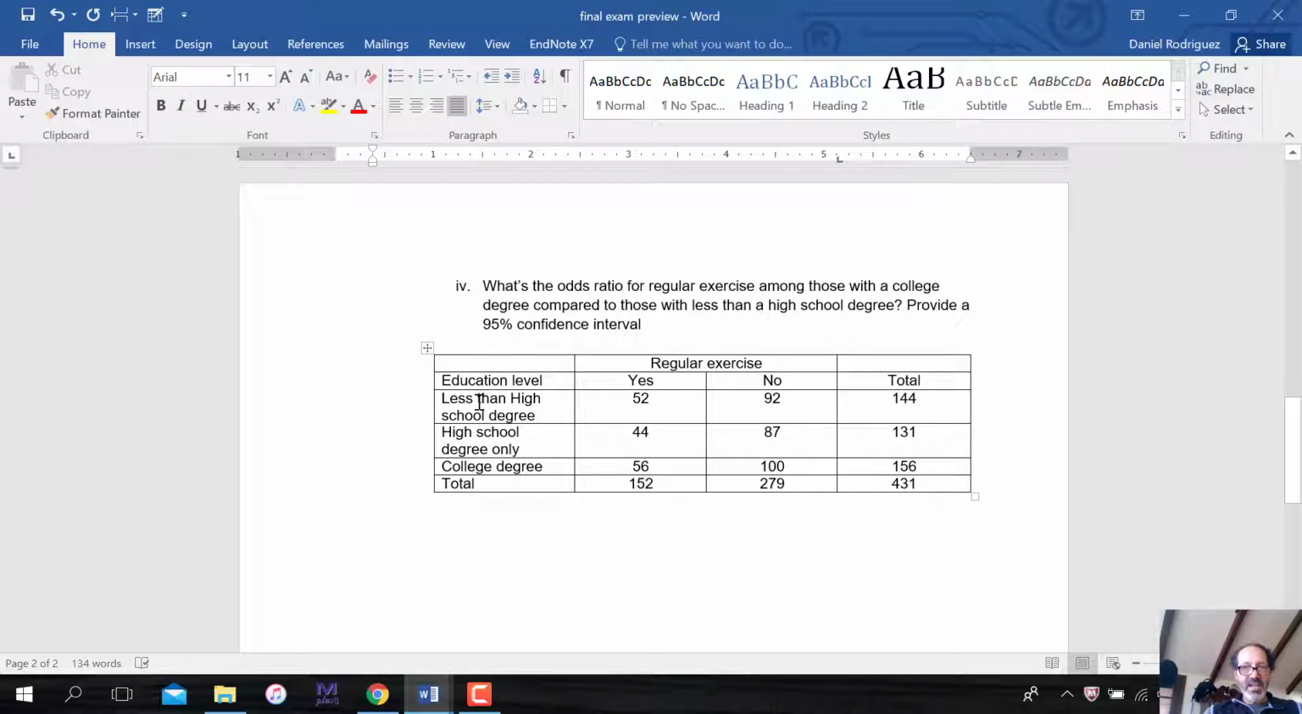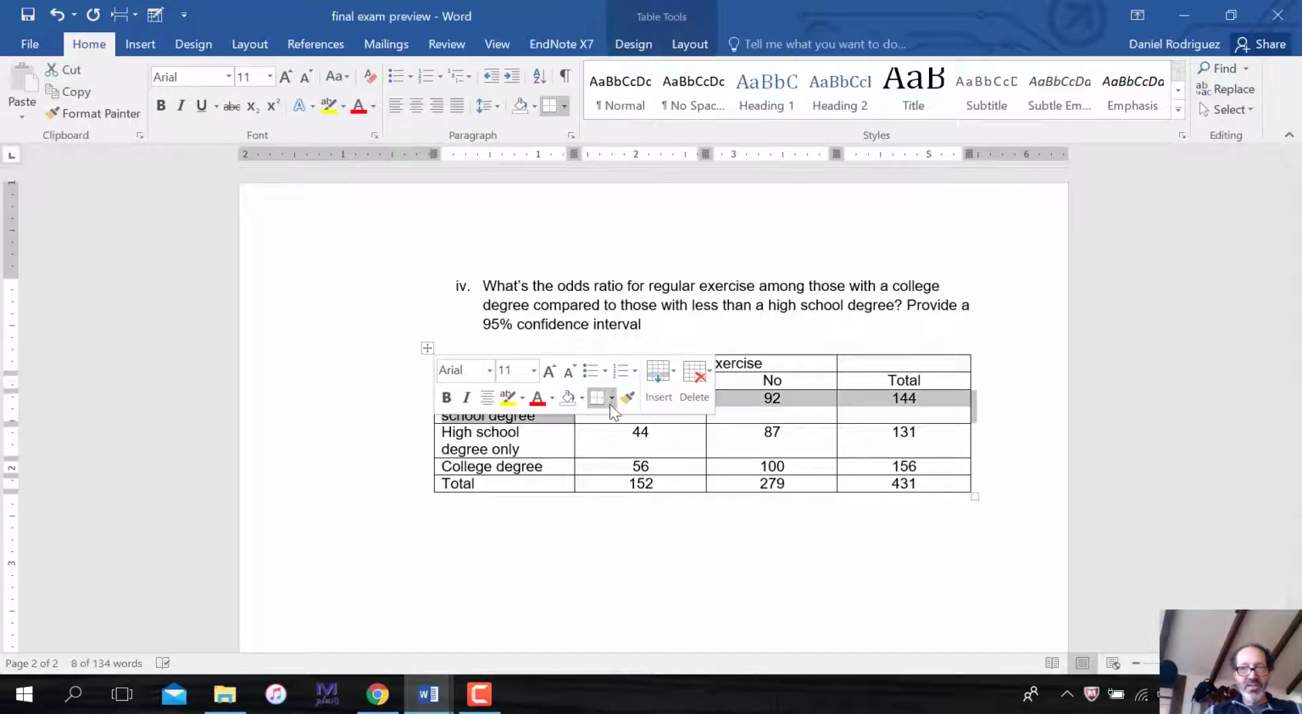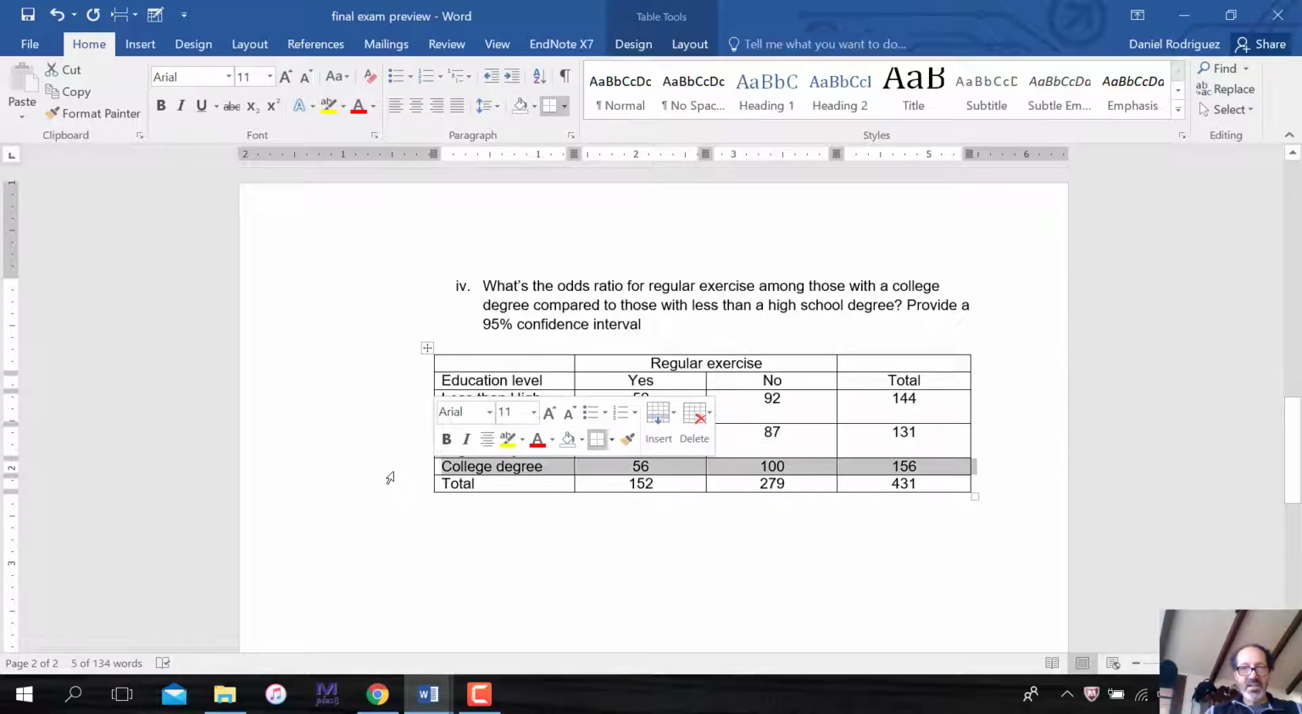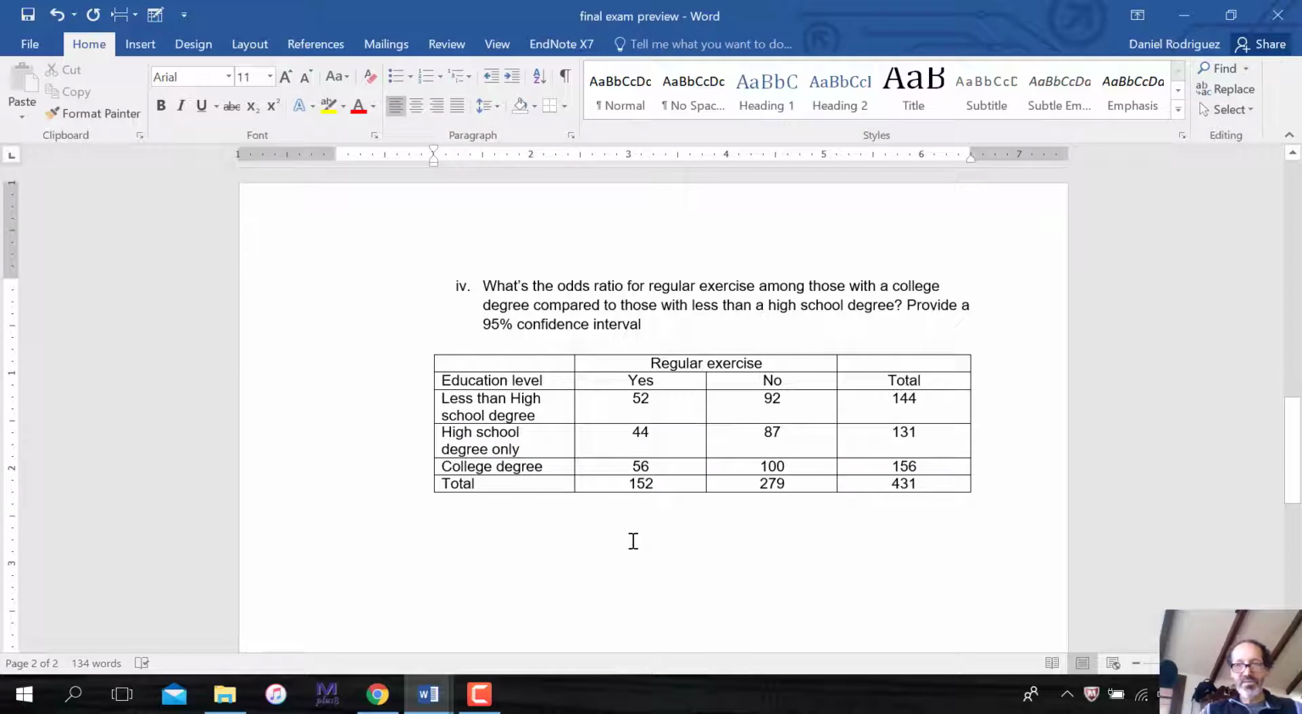We have education. There's 3 different levels. There's less than a high school degree. This row here is just for those individuals who have less than a high school degree. These individuals have a high school degree only, and these individuals have a college degree. So I just used 3 different levels of education. Of course, there can be more, right? We could divide college degree into doctoral, masters, etc. And then among regular exercise, we have yes and no. So the numbers that fill these cells are the nexus of these 2 values, right?